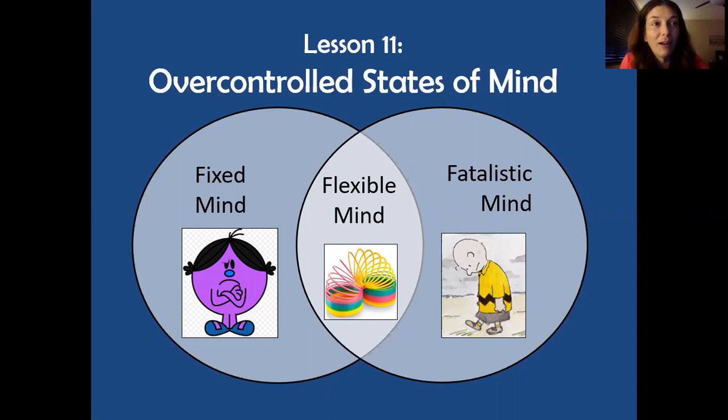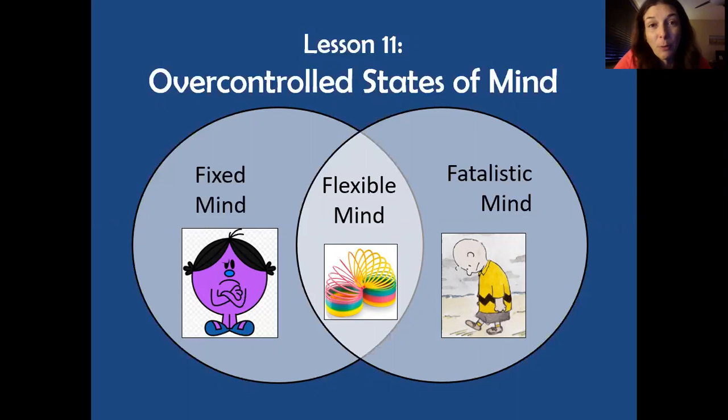So if you tend to be more on the closed side, you might have more of a fixed mind or a fatalistic mind response to certain circumstances. So the idea is to move into a flexible mind, which is kind of a merging of both of them, which is associated with more of an open state of mind. See how that dialectic pops up again?